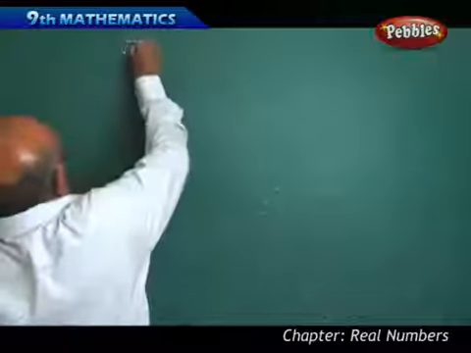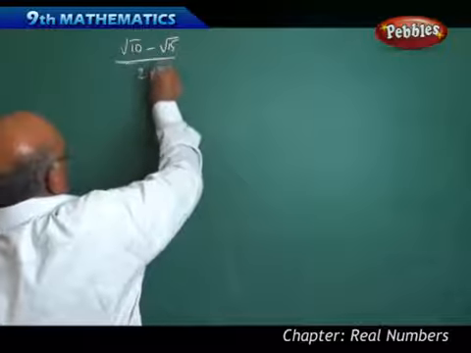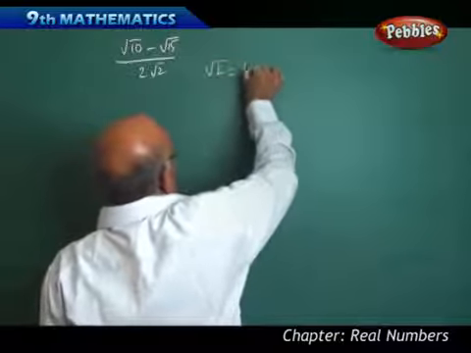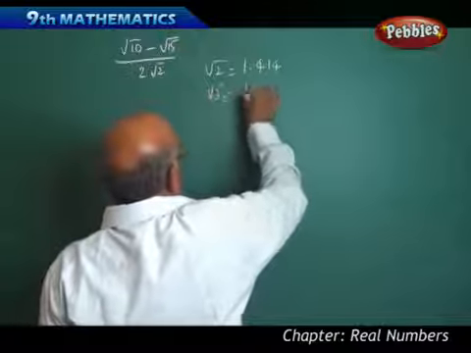Now, root 10 minus root 15 divided by 2 root 2. It is given that root 2 equals 1.414 and root 3 equals 1.732.